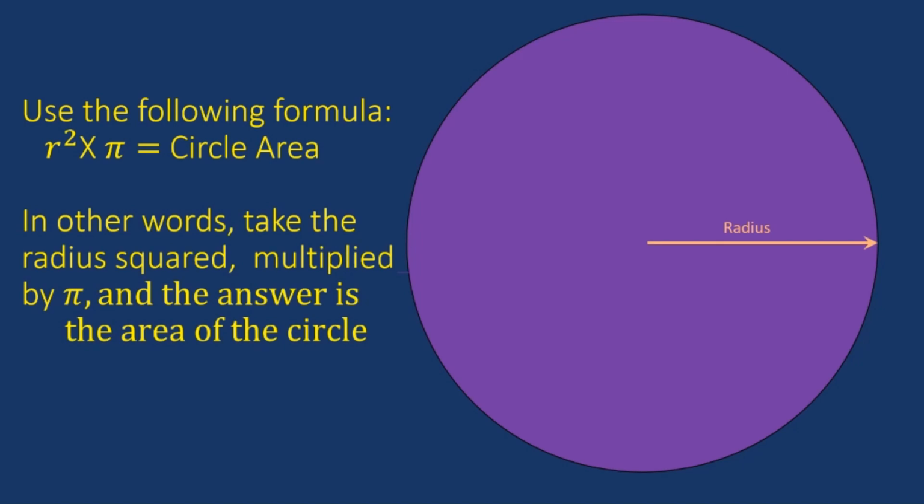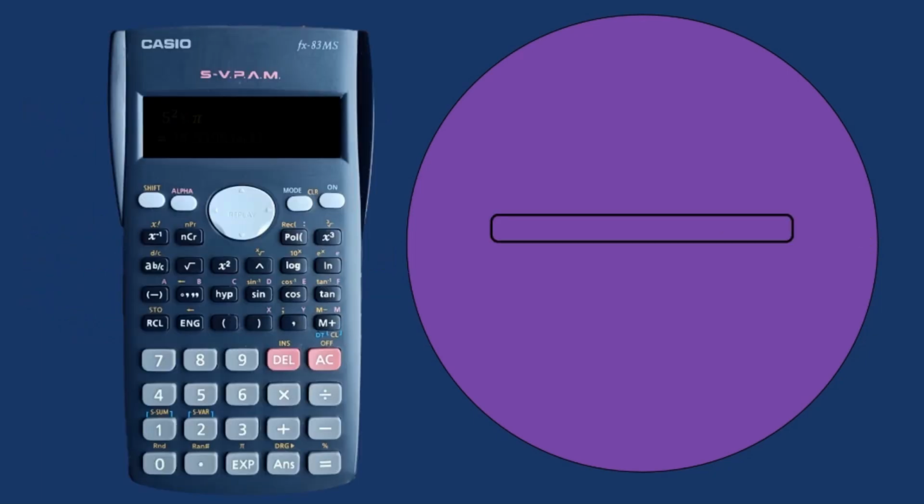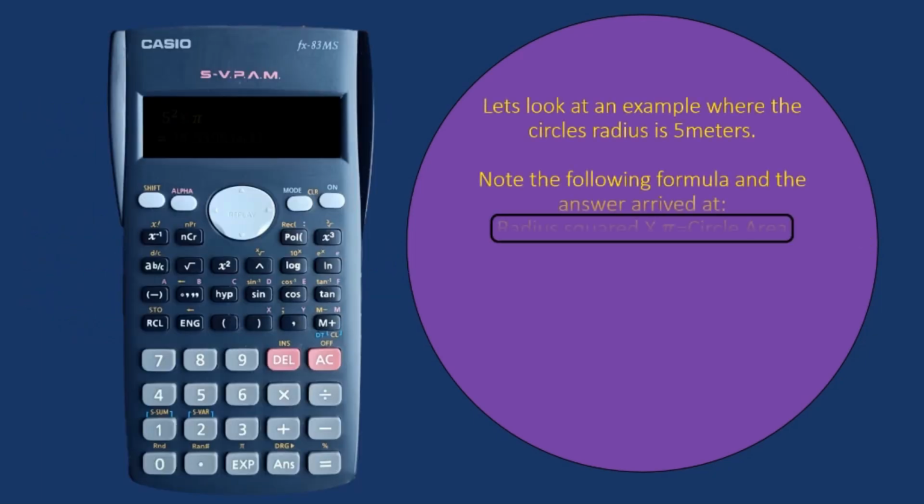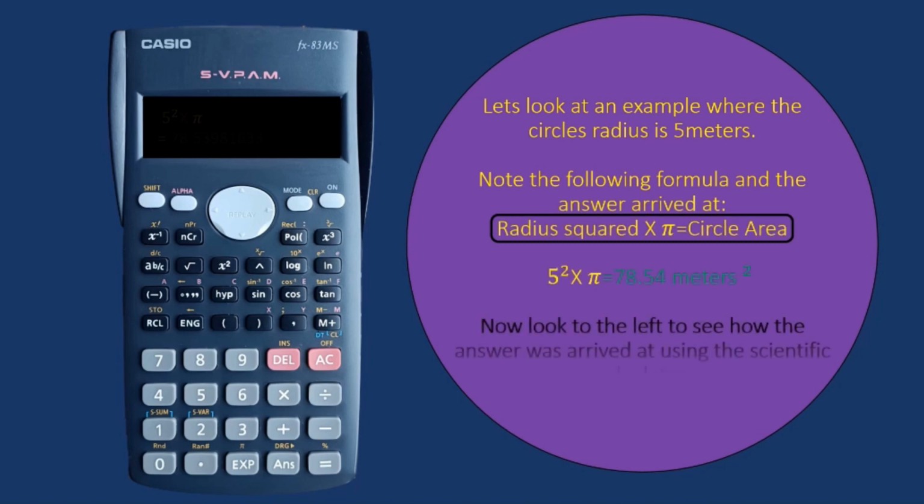As you can see the pi symbol there, you will get that on your scientific calculator. If you look here, we're using an example where the radius of the circle is 5 meters and we apply that formula there, and that's our answer just arriving there.